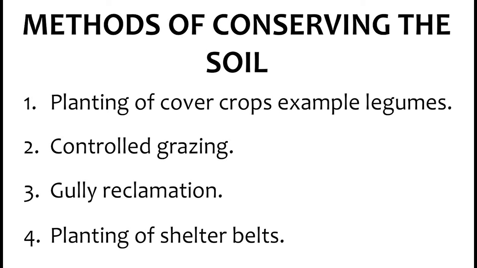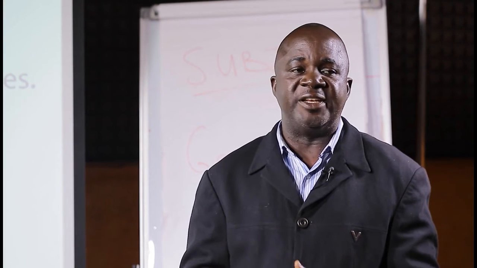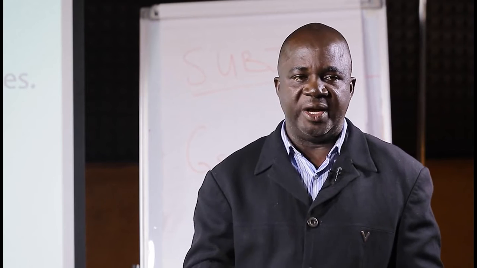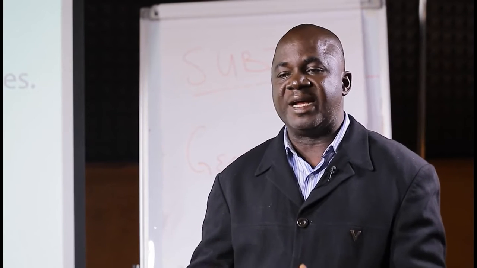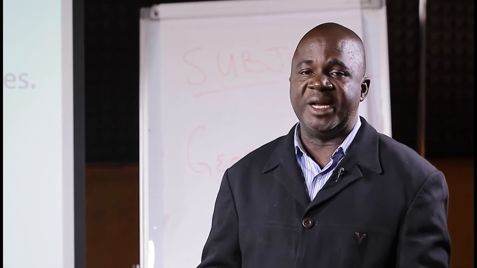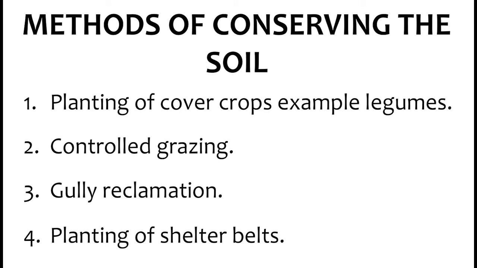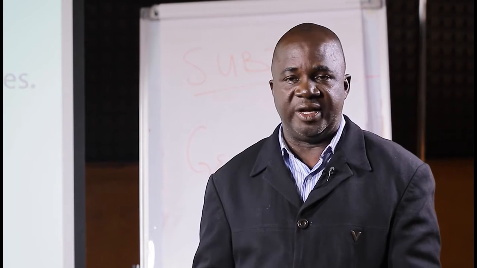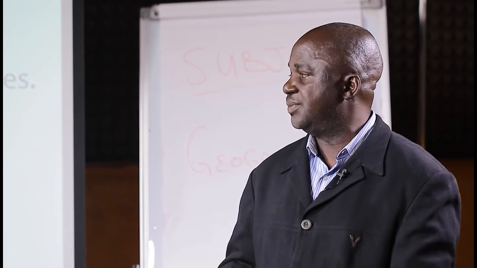Let's look at methods of conserving the soil. We have seen some of the activities of man that are very negative to soil. How then can we conserve this soil for maximum use? Some of the methods are: 1, planting of cover crops, for example legumes, which reduce the impact of raindrops on soil, thereby reducing the rate of soil erosion.